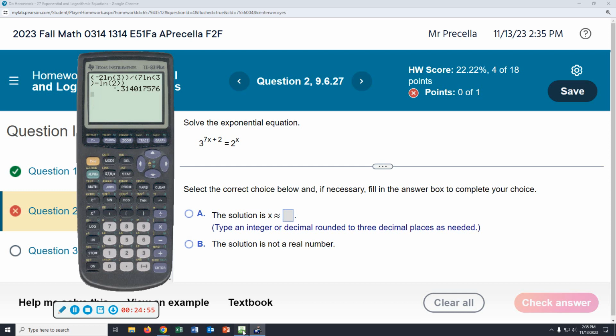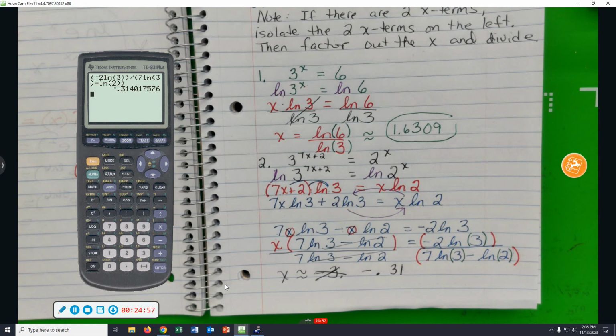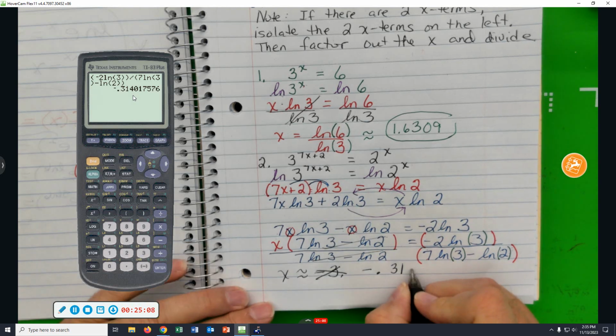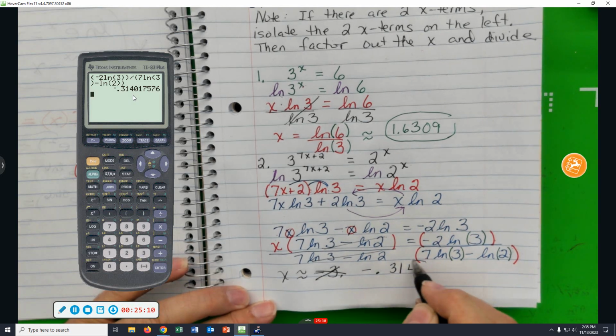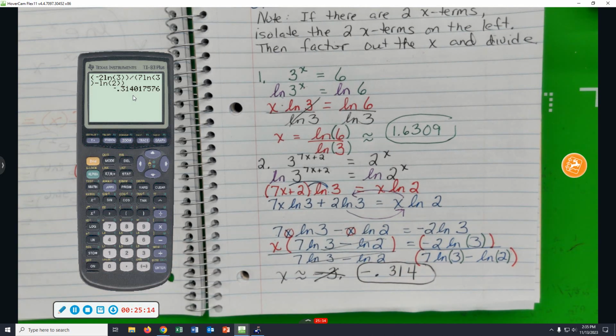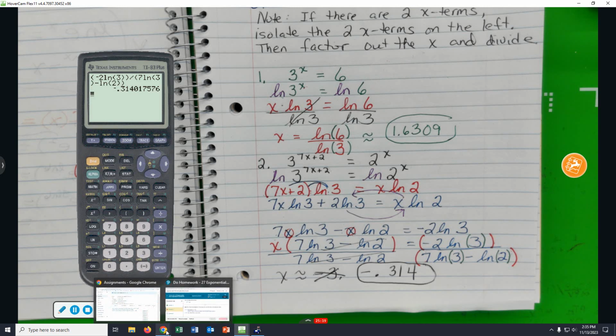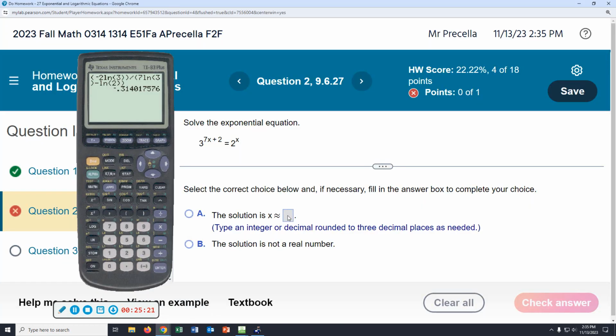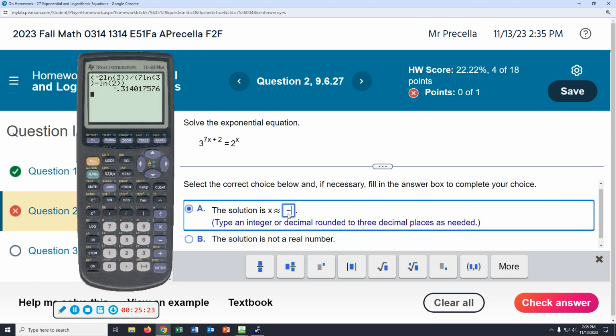So let me get back over here. So negative 0.31. Do I leave it as a 4 or round the 4 up to a 5? Leave it as a 4. So negative 0.314. There. Negative 0.314.